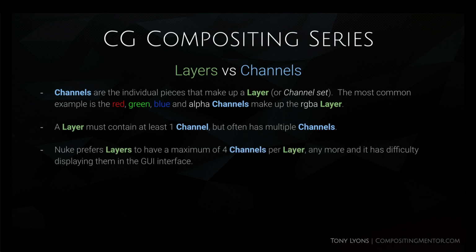Nuke prefers layers to have a maximum of 4 channels per layer, and with any more than that, it has difficulty displaying them in the GUI. Not that it will error out or anything, but it's a little bit buggy in how you can view those channels when they're inside the layer.